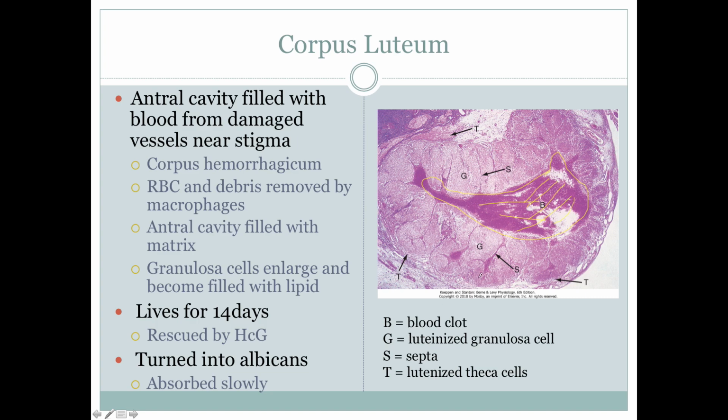Okay, G is your luteinized granulosa cells. So those cells before were just helping to protect the egg. So now they are going to turn yellow and start making progesterone. S is septa. So just like you have a septum in your nose and septums in your heart and in the testes, there's a septum between each granulosa cell. And T is the luteinized thecal cells. So the granulosa cells and the thecal cells, they will become yellow and they will start to make progesterone.